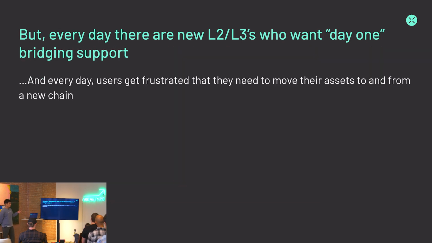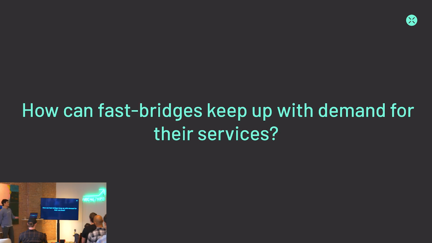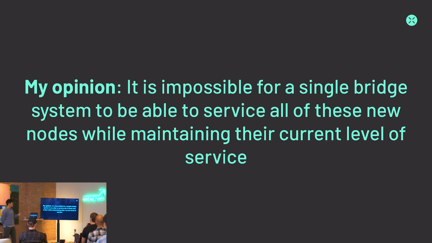But every day, we see that there are new L2 and L3s who want day one bridging support. And every day, users get frustrated that they can't get to these chains fast enough. They're not satisfied with the canonical message bridge, or they don't want to call the contracts, and someone is not offering this solution. And the bridges can't keep up. So how can fast bridges keep up with this demand for their services? I don't think it's possible. I don't think it's possible for a single bridge system to be able to service all of these new nodes while maintaining their current level of service.